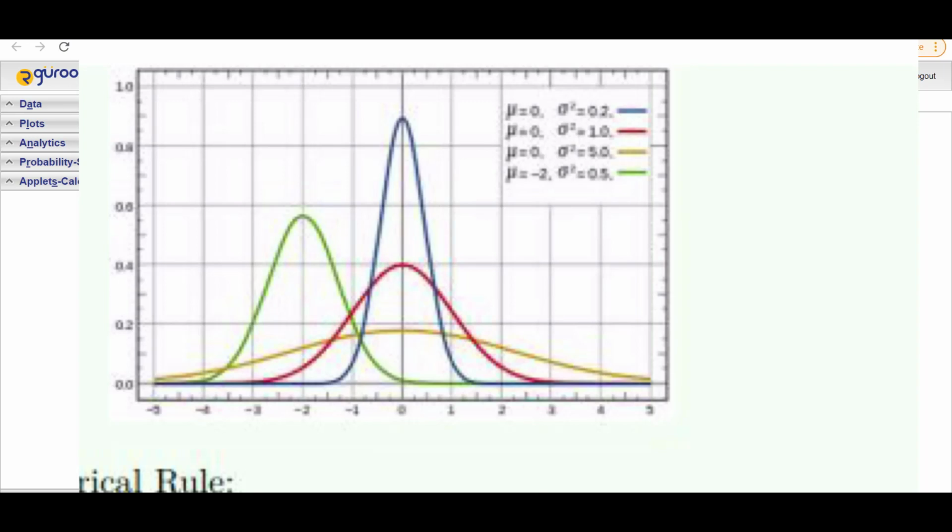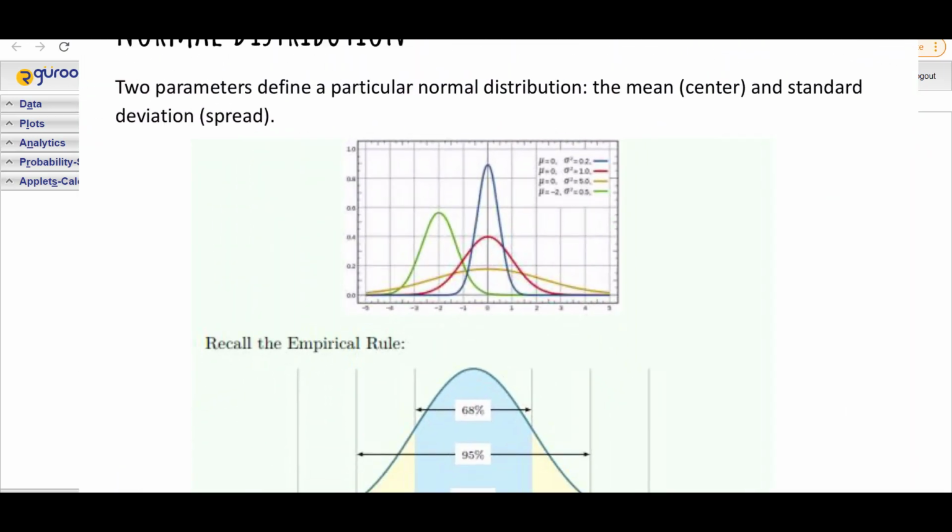Now, what happens if you change the mean? Basically, that changes where the center is. So we move it over to the left to the -2, and there's that particular graph. So you can see how the mean affects where the center is, and the variance or the standard deviation affects how spread out the normal distribution is.